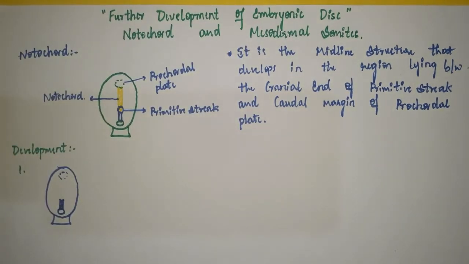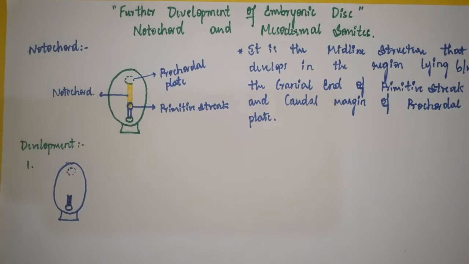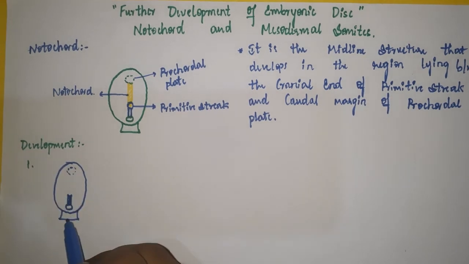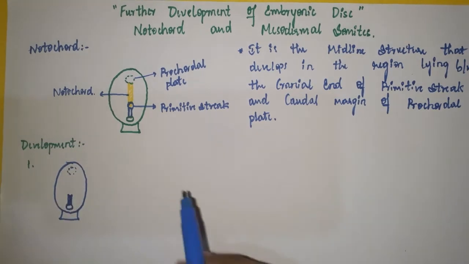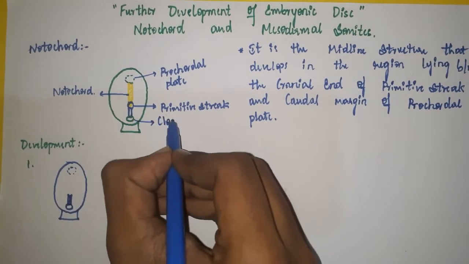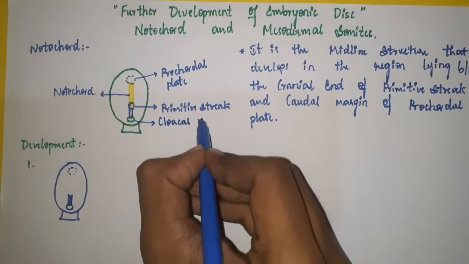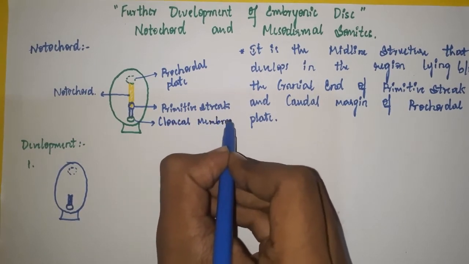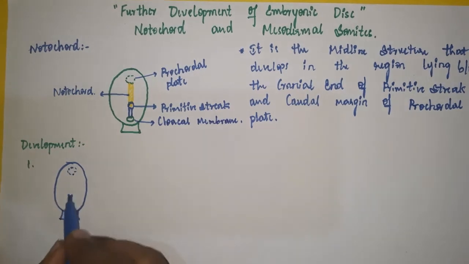Okay. Development of the notochord. I will discuss development under 3 diagrams and 3 cross sections. Remember these diagrams and write theory. It is easy to write theory if you remember the diagrams. Now this is, of course, the embryonic disc. This is the stalk and this is the cloacal membrane. This is the procaudal plate. This is the cloacal membrane. Now this is the primitive streak.